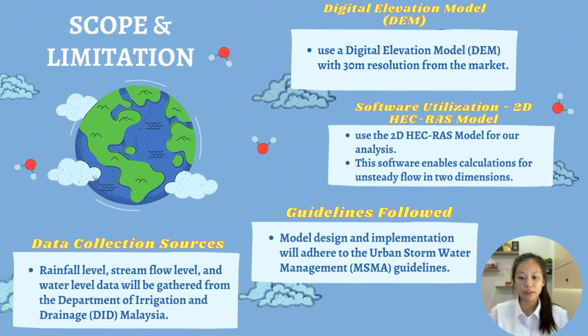For scope and limitation, firstly, the DEM, Digital Elevation Model. We use a DEM with 30-meter resolution from the market. Also, the 2D HEC-RAS model. We use this for our study analysis. For your information, this software enables calculation of unsteady flow in 2 dimensions. For our guideline, model design and implementation will adhere to the Urban Stormwater Management (MSMA) guideline. We also collected our data for rainfall level, stream flow level, and water level from the Department of Irrigation and Drainage, DID, Malaysia.